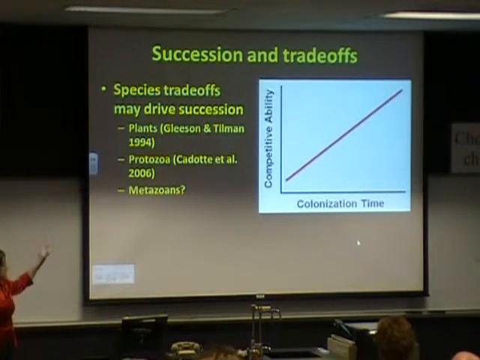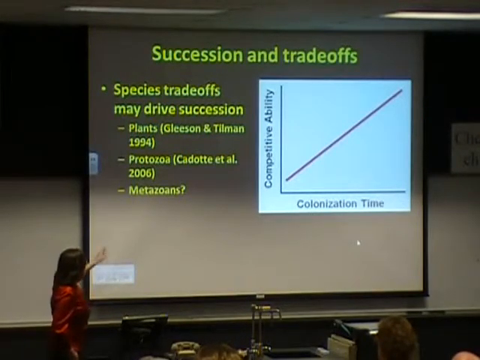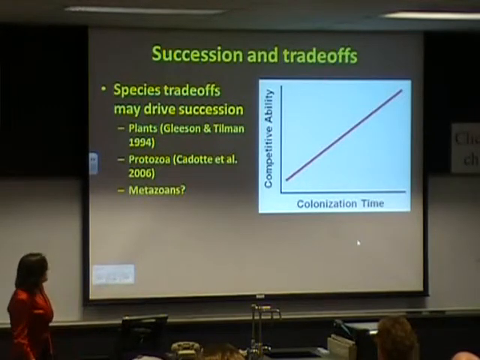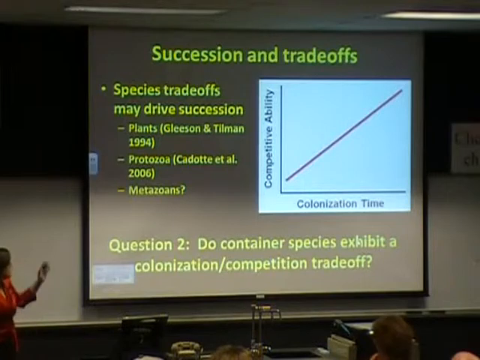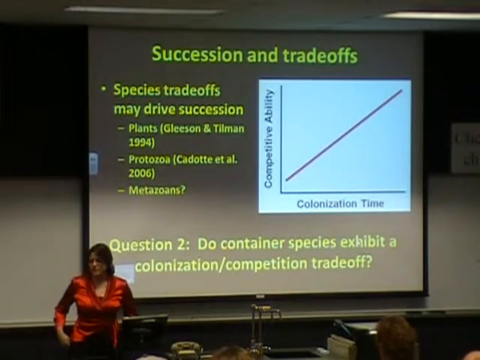So the question is whether this actually occurs in metazoan communities or not. As far as I know, this has never previously been tested with a metazoan community. So I decided to test whether container species actually exhibit a colonization-competition trade-off.